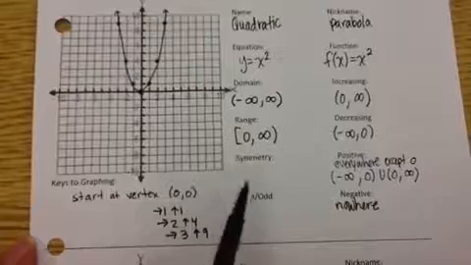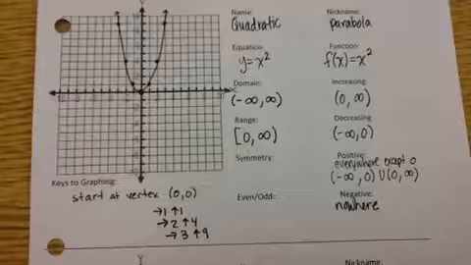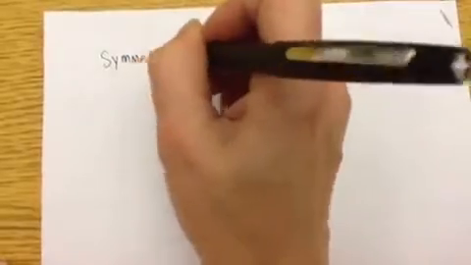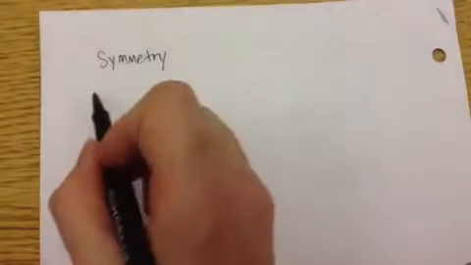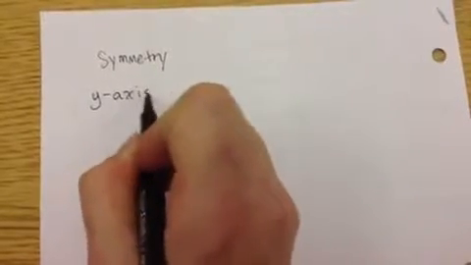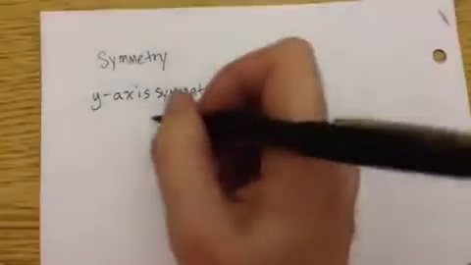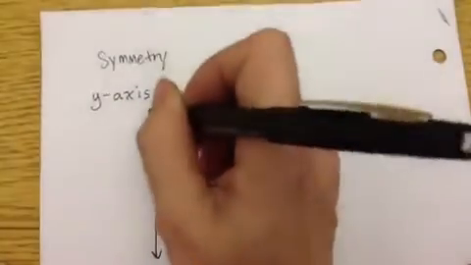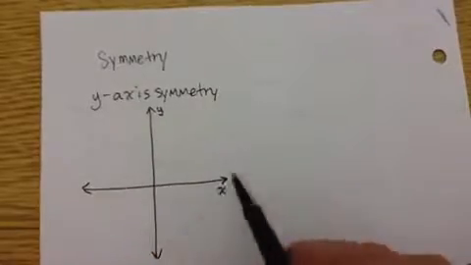And we have two more categories that we need to talk about, symmetry and even and odd functions. So we're going to take a few notes on the back of our packet about symmetry and even odd functions. There are two types of symmetry that we're going to talk about with regards to functions. We could have y-axis symmetry. In y-axis symmetry, what you would have would be a graph that could be reflected across the y-axis.